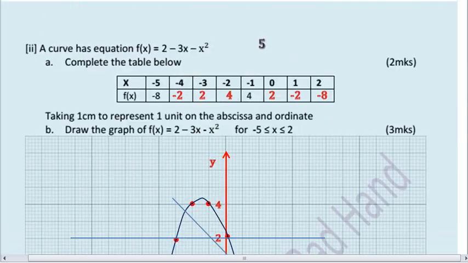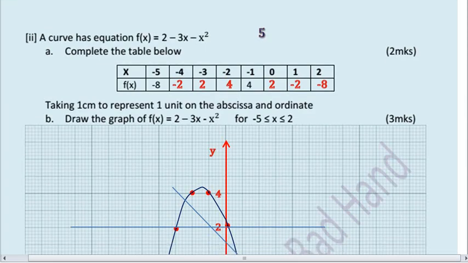The second part of question 3, a curve has equation f of x equals 2 minus 3x minus x squared. Complete the table. So to complete this table, we take each value of x and we fit into that equation, and you have minus 2, 2, 4, 4, 2, minus 2, and minus 8 to complete that table. You can equally extend the table if you want to, like I showed in the other tutorials.